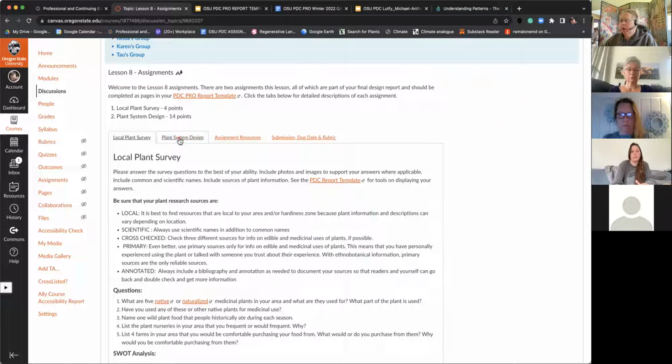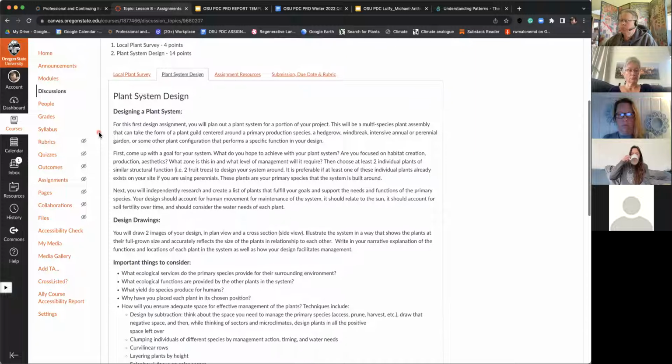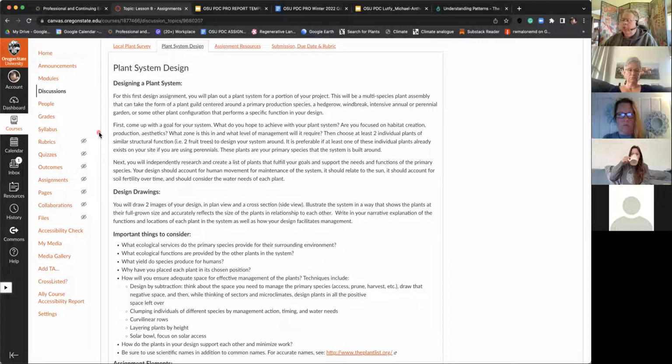So next, of course, is the plant system design. It's worth quite a bit more. We're looking at 14 points here. And this is actually pretty straightforward, but I just wanted to be clear about a few things. And one is the scope, and it lays it out fairly closely here.